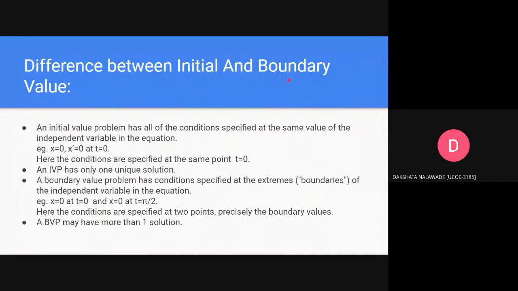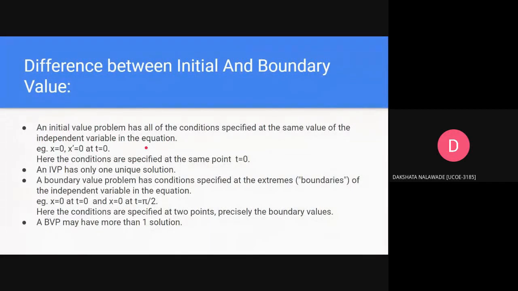As the name suggests, an initial value problem consists of an independent variable which has the condition specified at its same value. Note that this value is the initial value of the variable. For example, in the given example, the values of x and x dash are both specified at 0. An initial value problem has only one unique solution.